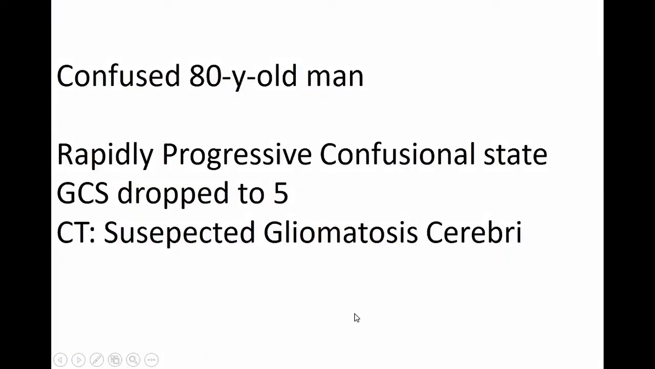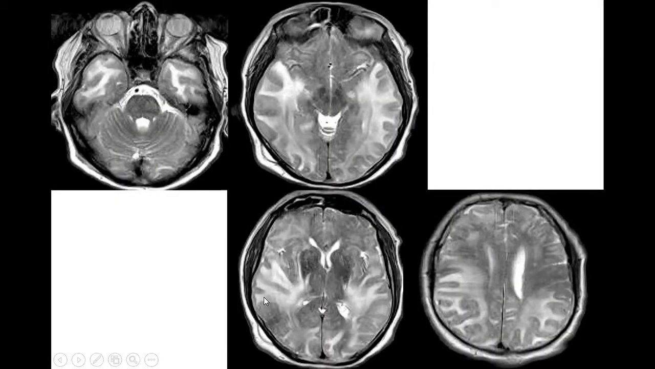So let's look at this patient, 80-year-old, rapidly progressive confusional state. GCS dropped to 5, and what was suspected from the first images was a gliomatosis cerebri.